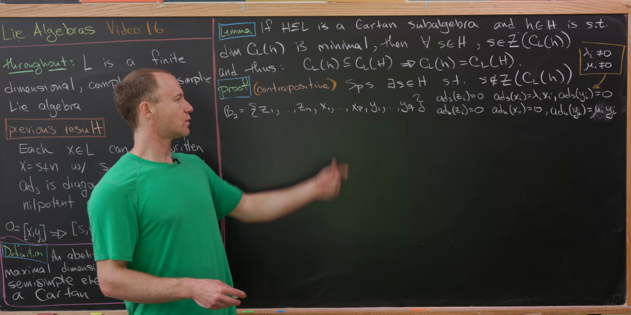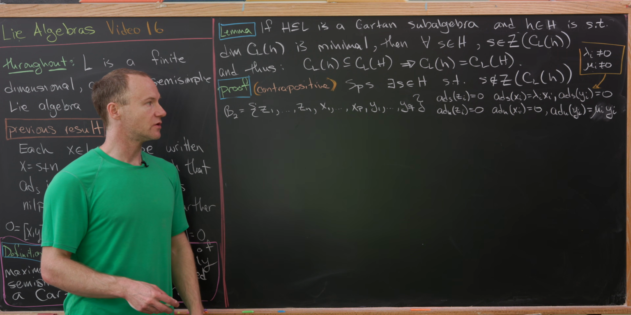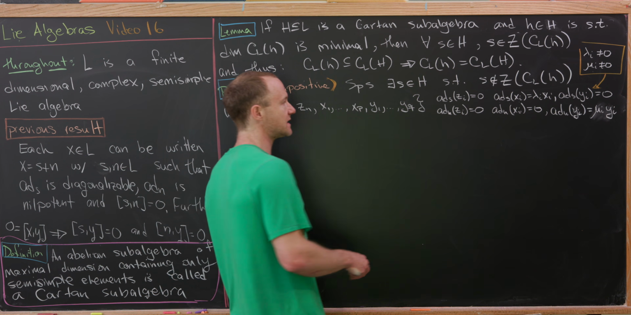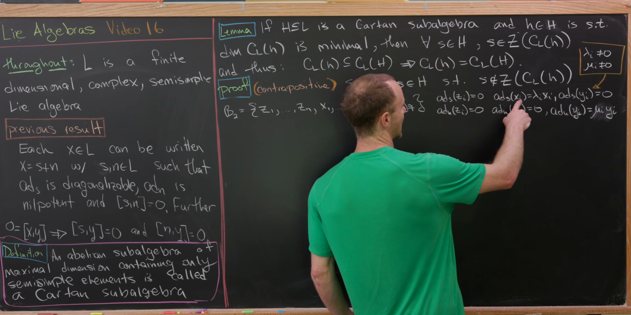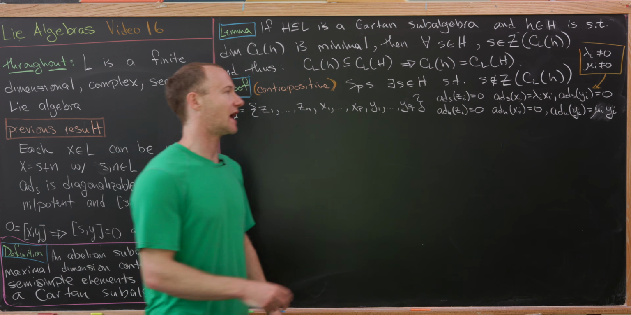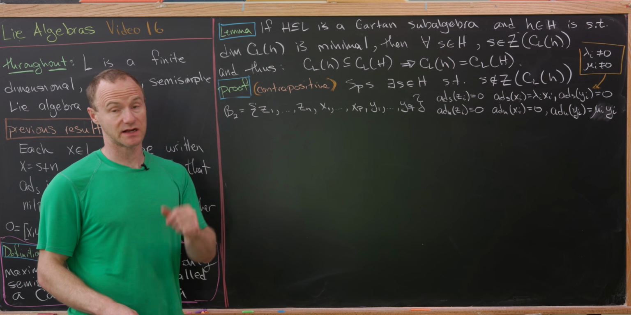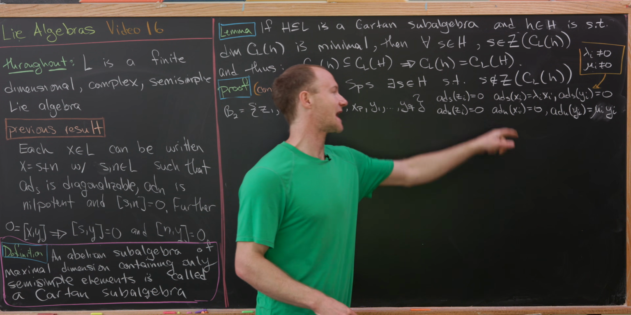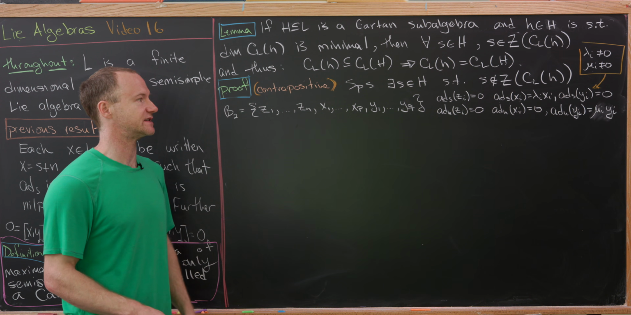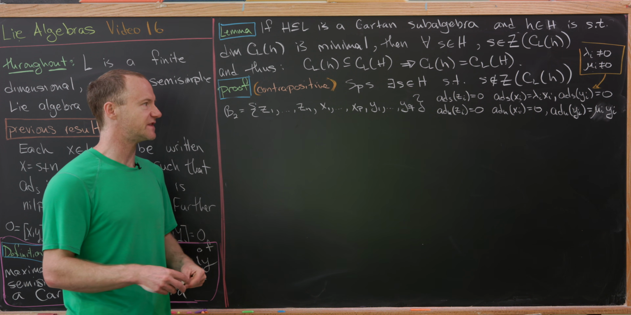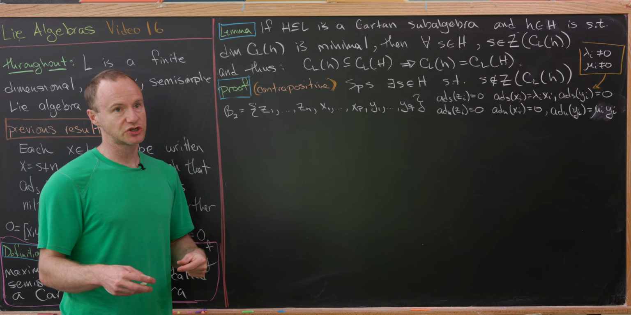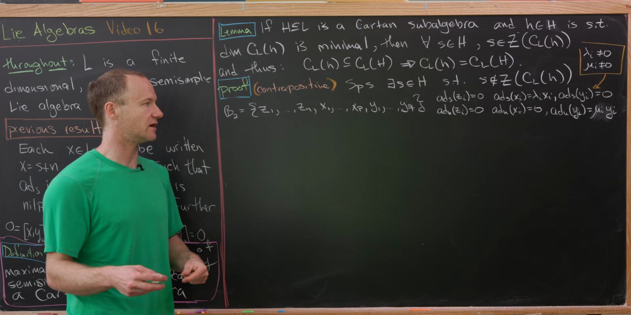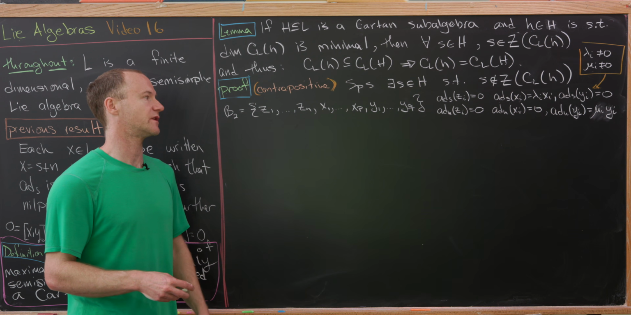But then x1 through xp, those were going to be eigenvectors of ad S. So that means that when you do ad S of xi, you'll get lambda i xi. And that lambda i is non-zero. And that's immediately true because ad h of xi was equal to 0, just because of this being an extension to the subspace C_L(h). So they have to be in the centralizer of h, meaning they commute with h.